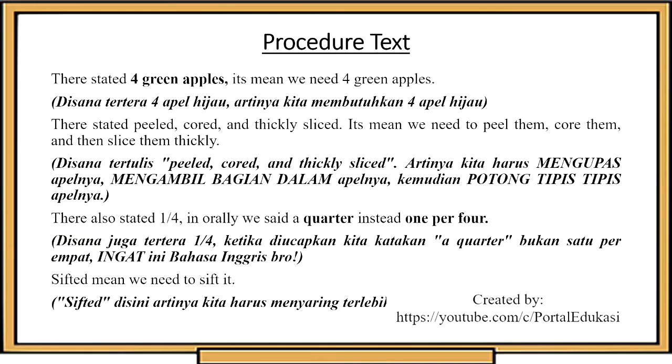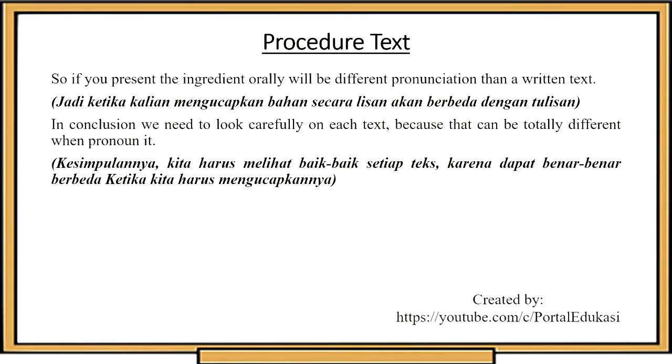They're also stated quarter. Orally, we say a quarter instead of 1/4. Sifted means we need to sift it. So, if you present the ingredients orally, the pronunciation will be different than in a written text. In conclusion, we need to look carefully at each text because it can be totally different when pronounced.